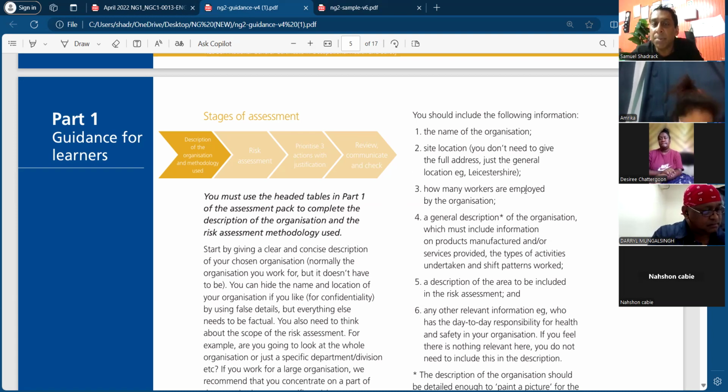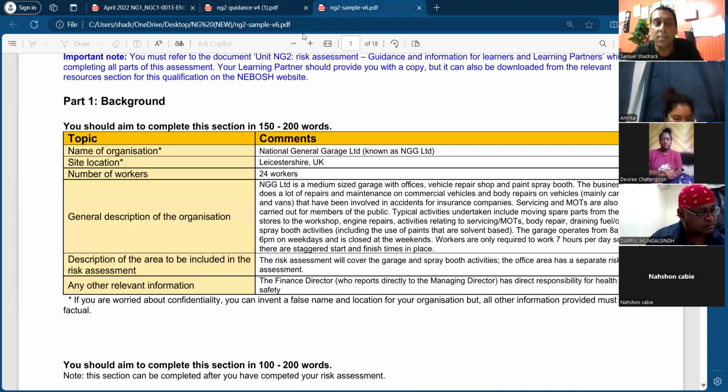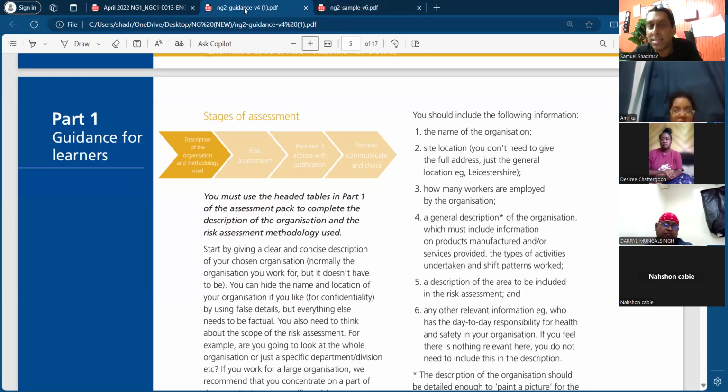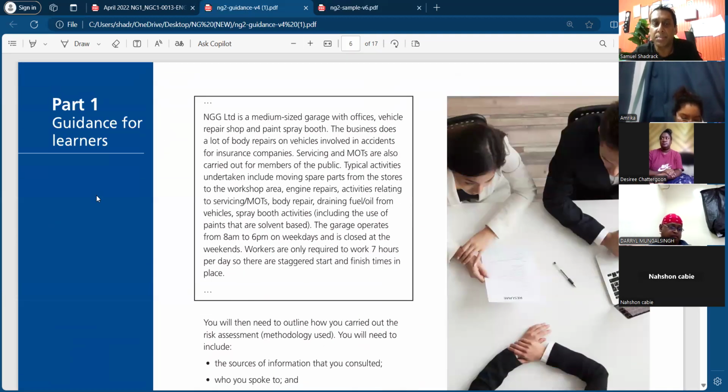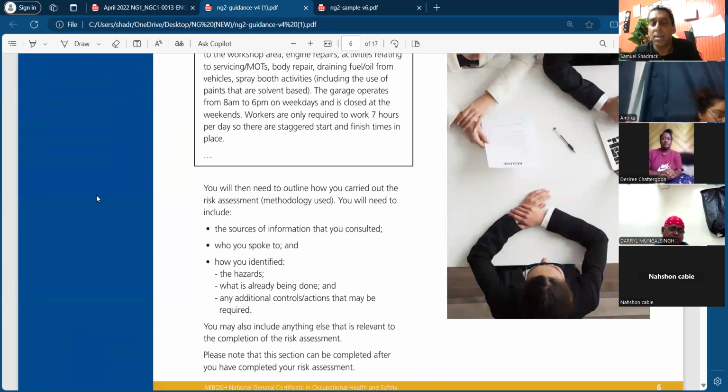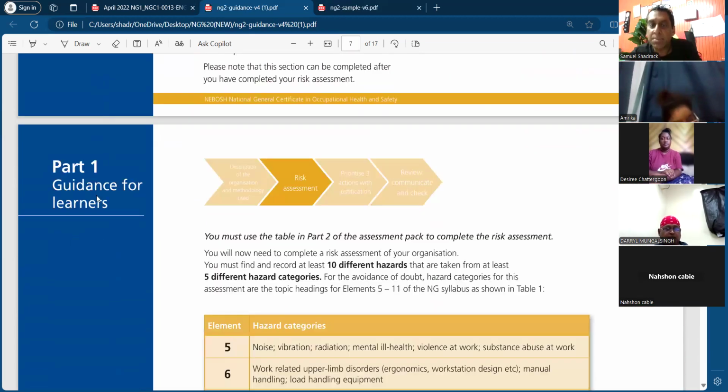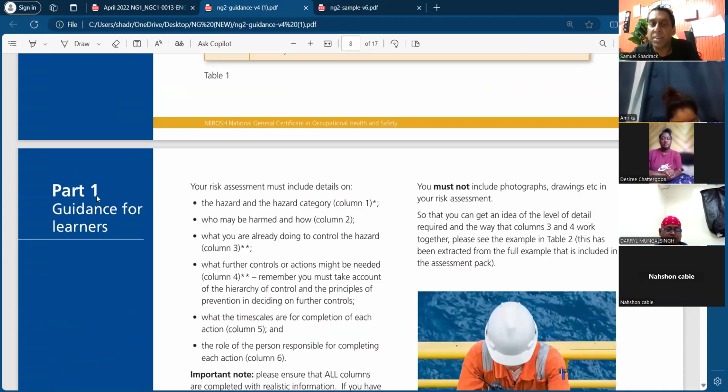So how many workers are employed by the organization? If you come back to the guidance, you see the same thing. Sorry, the sample. Number of workers, and the rest of it is here. You see 1, 2, 3, 4, 5, 6. This is the same thing here. The guidance actually has an example as well. Look, they have it here too. They actually reproduce the same example here. And even on the risk table, they do a sample for you as well.